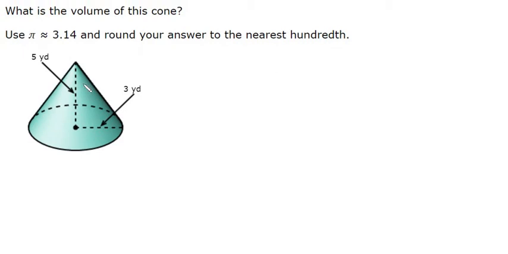Let's start with this one. We're going to use pi 3.14. Let's write the formula first. The volume is equal to pi times r squared times h divided by 3.